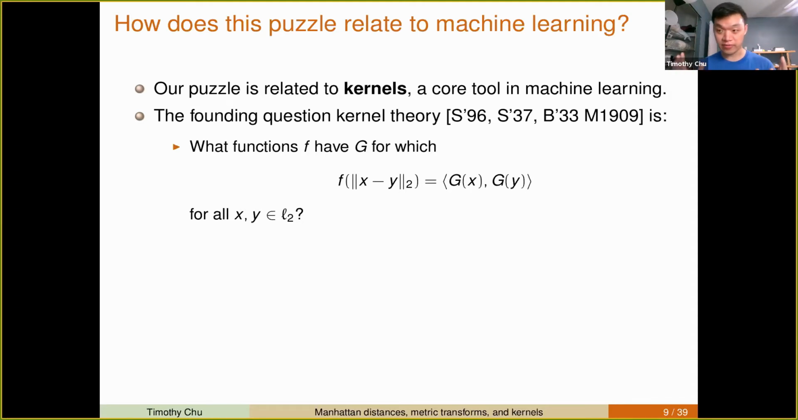An example of such a function is e to the negative x squared. This is known as the Gaussian kernel, one of the most popular kernels in machine learning literature. Again, just a quick 10-second pause so people can digest the definition a little.